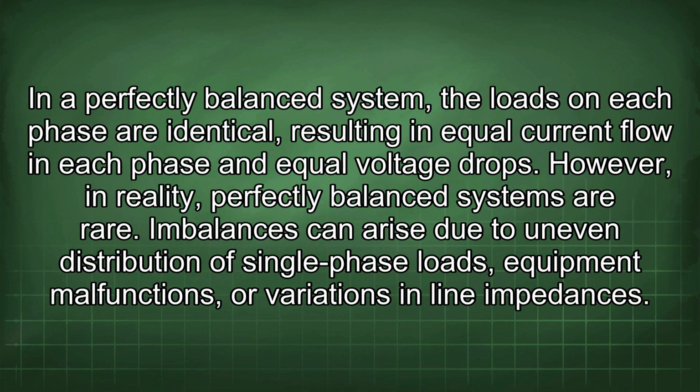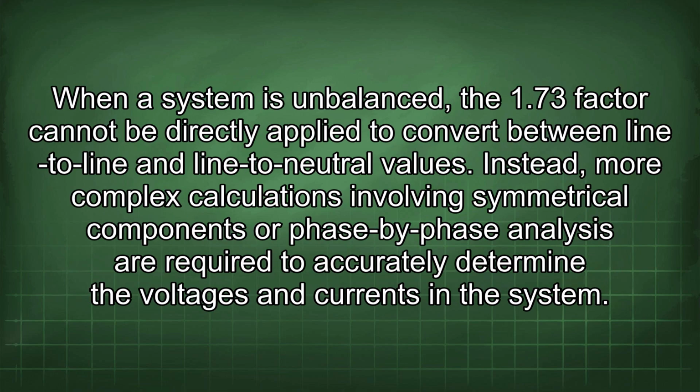In a perfectly balanced system, the loads on each phase are identical, resulting in equal current flow in each phase and equal voltage drops. However, in reality, perfectly balanced systems are rare. Imbalances can arise due to uneven distribution of single-phase loads, equipment malfunctions, or variations in line impedances. When a system is unbalanced, the 1.73 factor cannot be directly applied to convert between line-to-line and line-to-neutral values. Instead, more complex calculations involving symmetrical components or phase-by-phase analysis are required to accurately determine the voltages and currents in the system.